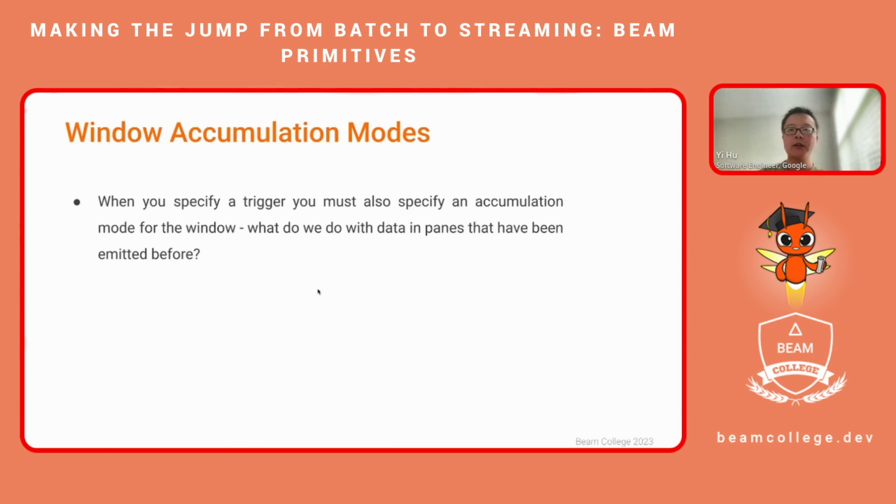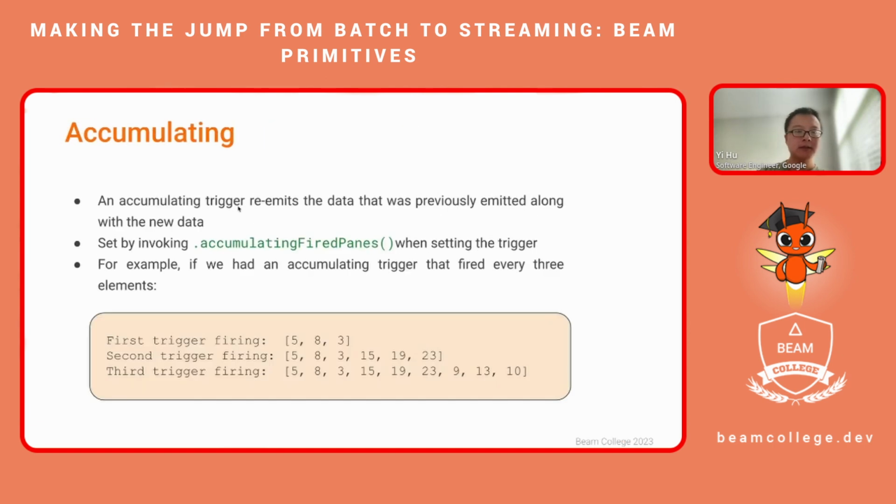When you specify a trigger, you must also specify an accumulation mode for the window. And what do we do with data in panes that have been emitted before? The accumulation mode is demonstrated below. Basically, an accumulating trigger re-emits the data that was previously emitted along with the new data. It depends on your use case, right?